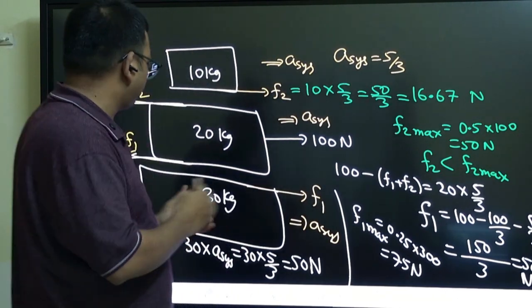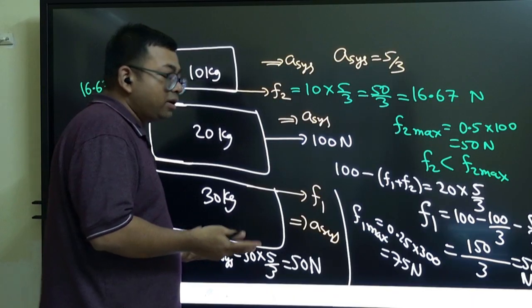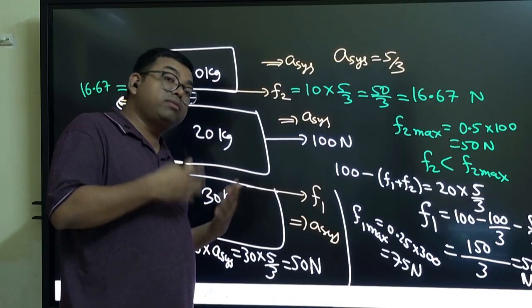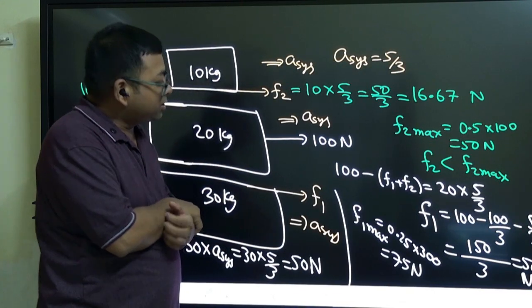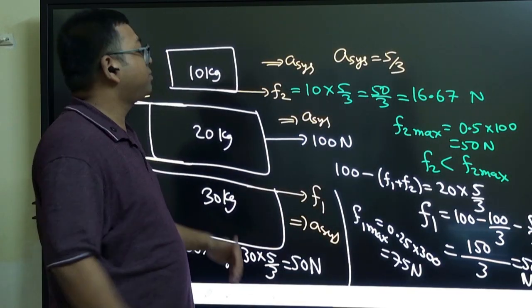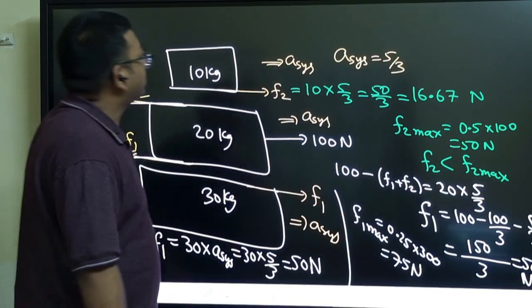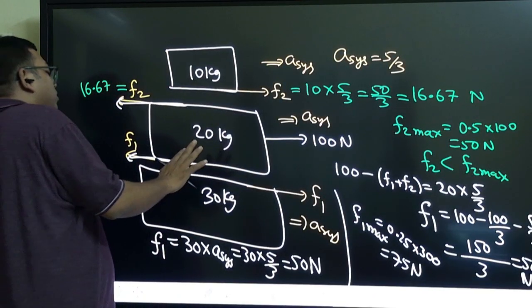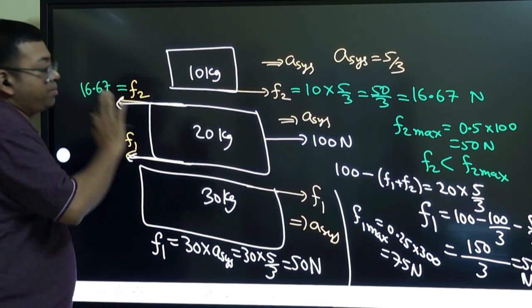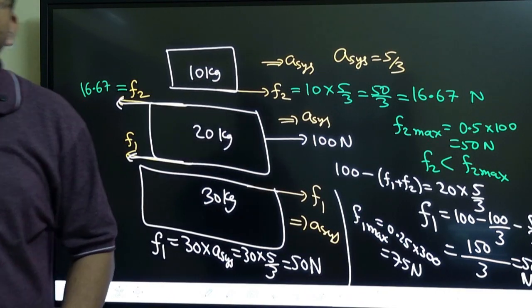So yes, F1 cannot come with different values. F1 calculation cannot give different values. If it is coming different, then we have to think further. But it is coming the same value and maximum is 75 and it is less than 75. Yes, we can consider correct. That means here also all the blocks will move together with the same acceleration 5 by 3. Clear?